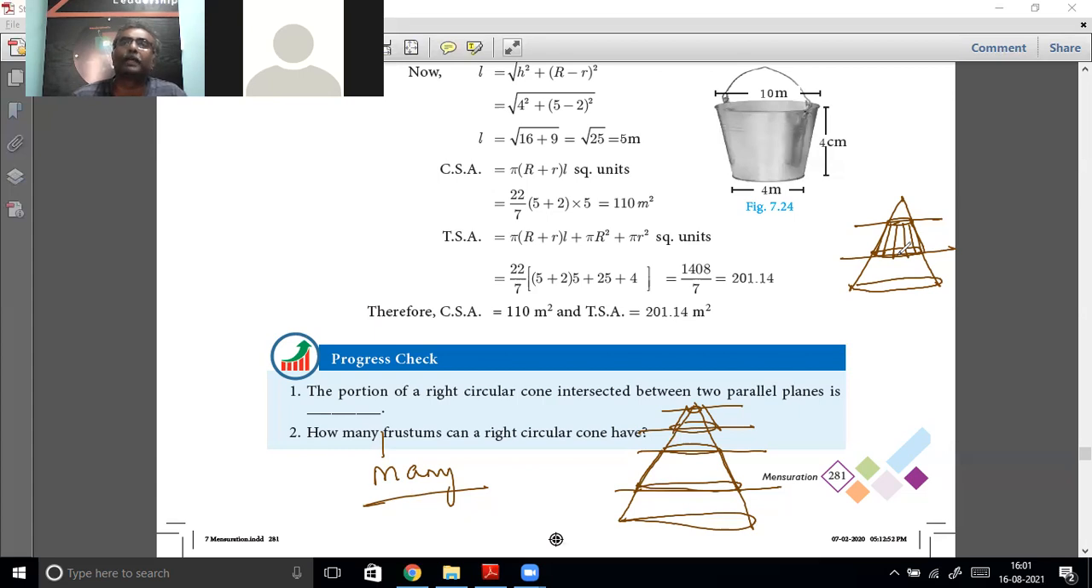Cylinder 2 pi r h, sphere 4 pi r squared. Hemisphere CSA is 2 pi r squared. Total surface area of a hemisphere is 3 pi r squared. Hollow hemisphere: total surface area is pi into 3 R squared plus r squared. CSA of a hollow hemisphere is 2 pi into R squared plus r squared. All these formulas you must have by heart tomorrow. Write them out in your notebook and keep it.